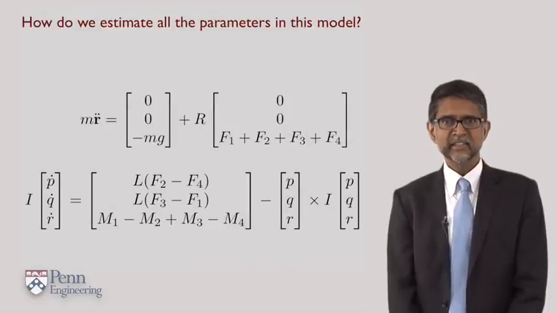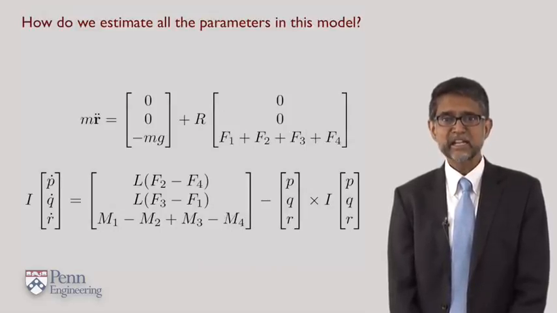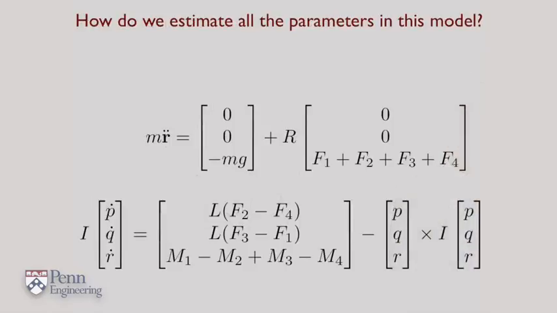If you think carefully, the parameters you really need to know are those corresponding to the geometry, the length L, for example, and those corresponding to the physical properties, the mass m and the inertia I. You can also see that these parameters appear linearly in these equations. So if you had a system that allowed you to measure positions, velocities, and accelerations, it's actually not too hard to estimate the lengths, the masses, and the inertias.